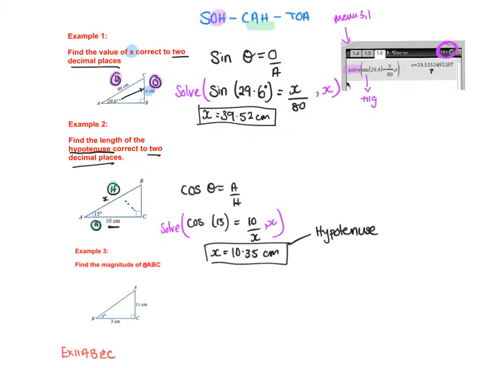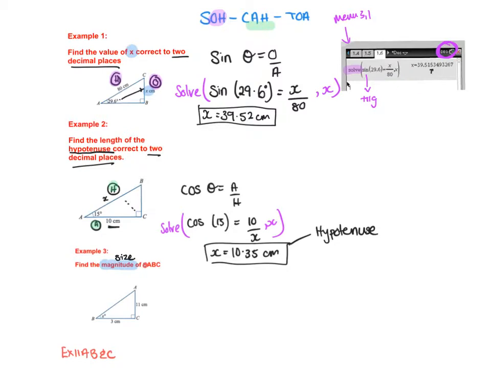Now, with this final question, when they ask for the magnitude, that's just the word they use when you want to find the angle size. So it's like the size of the angle. We don't say, apparently, it's probably not correct English to say the size of the angle. You should say the magnitude of the angle. But that's all it means. So we're still going to follow the same way.